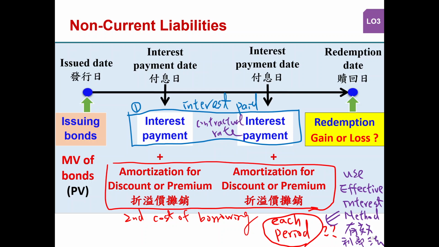Okay, the effective interest method is the way we find our second cost of borrowing for each period. No matter whether your bond is issued at a higher price or a lower price, at a discount or a premium, it's the same structure, the same concept.